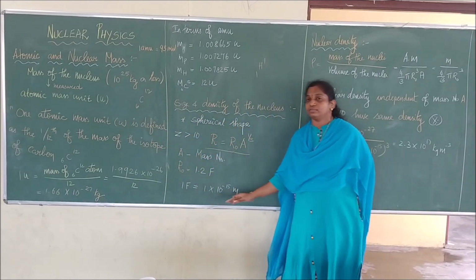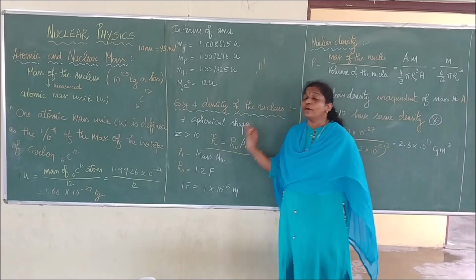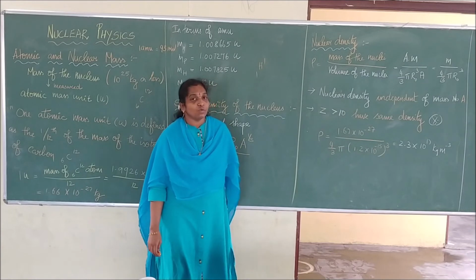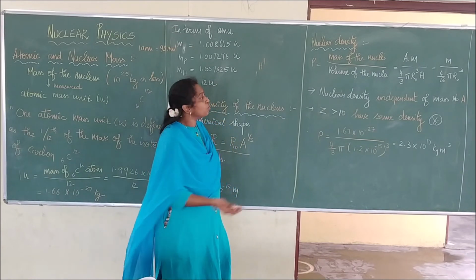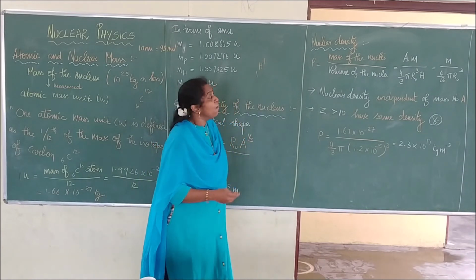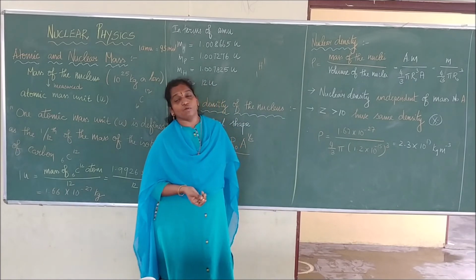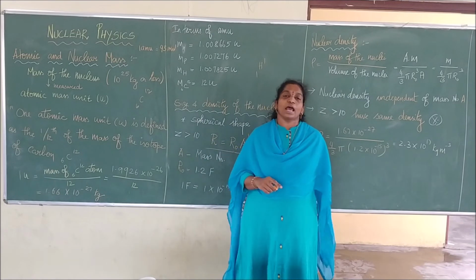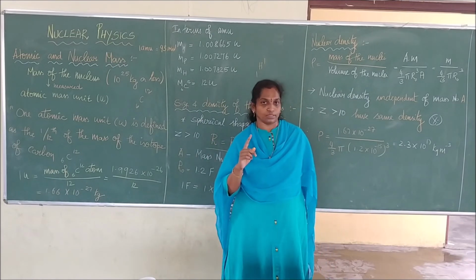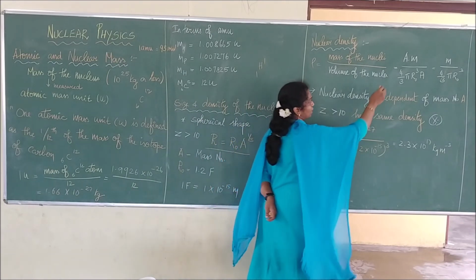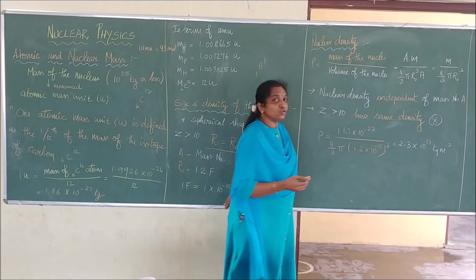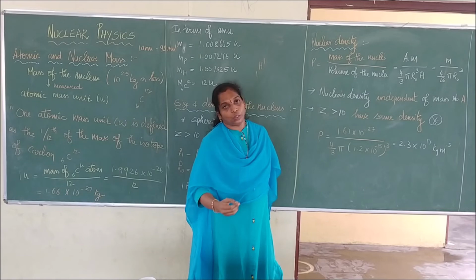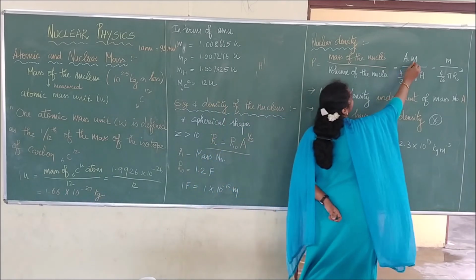In order to calculate the size, we have followed this. Now we go for the nuclear density. What is nuclear density? The formula we know: density means mass by volume. So here also, density is equal to the mass of a nucleus divided by the volume of the nucleus. How to calculate the mass of a nucleus? The nucleus has protons and neutrons, so we can use the mass number, which gives the total number of protons and neutrons present in a nucleus, into the mass of a nucleon.